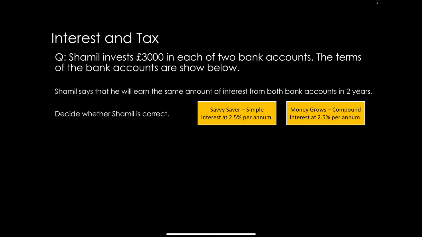Right then, what about this question? So this is a really good one for you to have a go at. So pause the video and work out the difference. It says, Shamil invests £3,000 in each of 2 bank accounts. The terms of the bank accounts are shown below. Shamil says that he will earn the same amount of interest from both bank accounts in 2 years. Decide whether Shamil is correct.